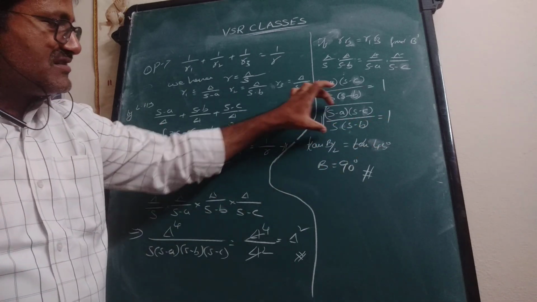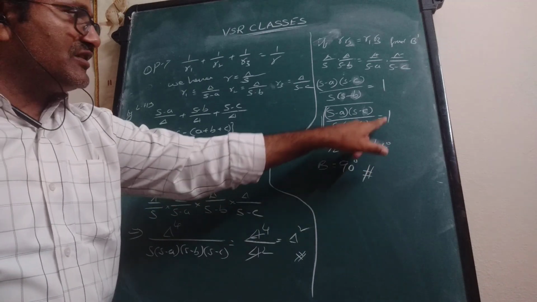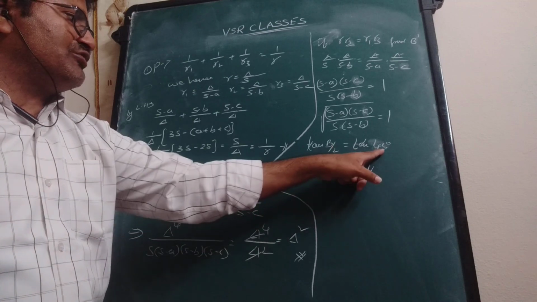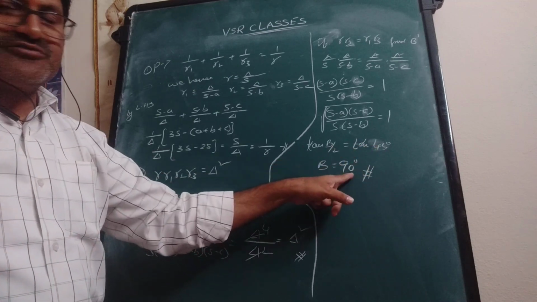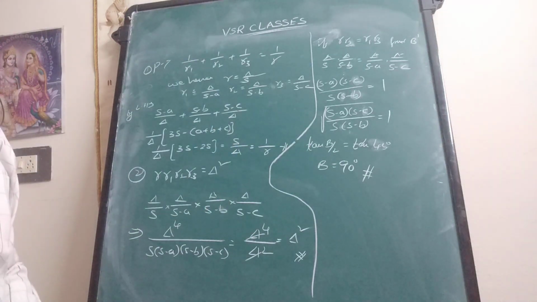This formula is nothing but tan B by 2. The value is equal to tan, at what place will you get 1? In tan 45 degrees. So tan cancels, B by 2 equal to 45. B is equal to, by cross multiplying, 45 into 2, that is 90. So angle B is 90, we got at last.